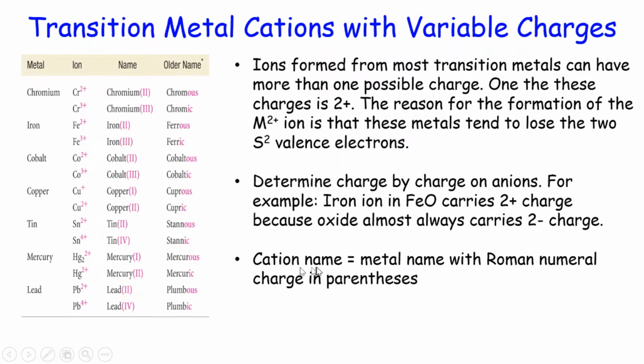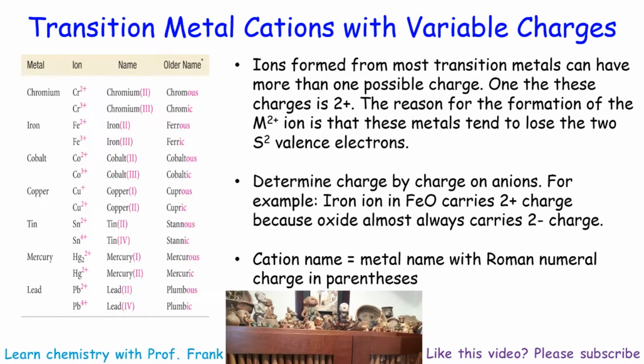Okay, the cation name is still the same as the metal's name. I say iron, we still use iron. However, we have some additions here. We write the charge using a Roman numeral and put that in parentheses. And then we place the parentheses and the Roman numeral after the metal name. That's how we handle cations with variable charges.